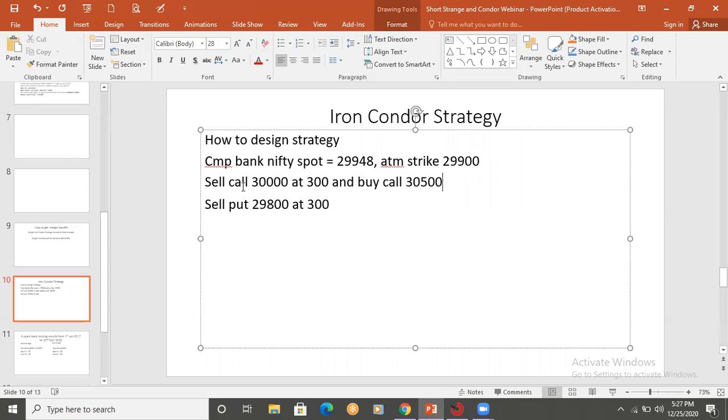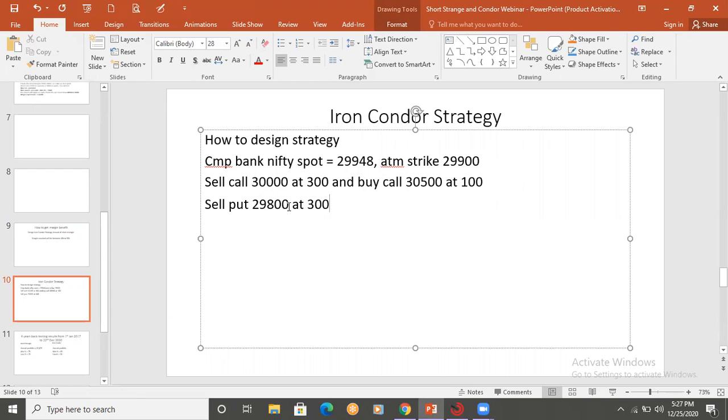So as you can see now, this position is completely hedged. Therefore, margin requirement will be very less. So let's say now this 30,500 strike is trading at 100 rupees. If I'm selling the 30,000 call option, I will receive 300 rupees. If I'm buying the 30,500 call option, I have to pay 100 rupees. So net credit from this position is 200 points.